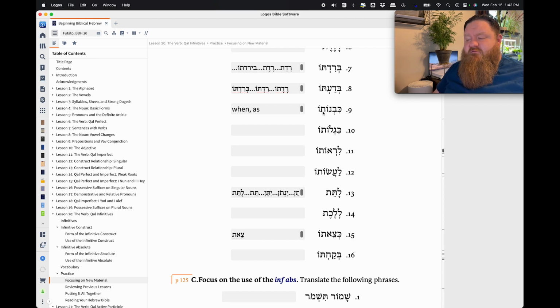So benot is going to be the infinitive construct form of bana. Bana is he built, so benot would be to build, and benoto would be him to build, or to build him, or to build it if it's non-personal. And then the kaf preposition can either be temporal, so while he built, or while he builds. Again, infinitives don't have tense. While he builds, while he was building, while he built, or while building him, or while building it.